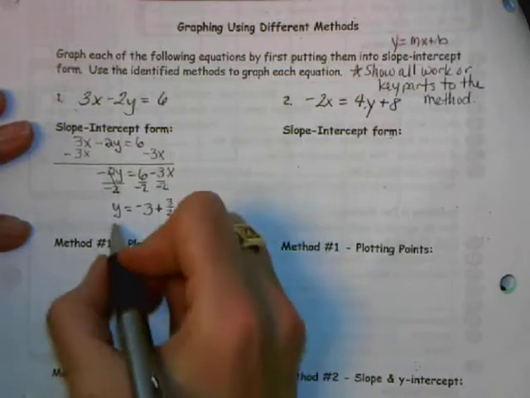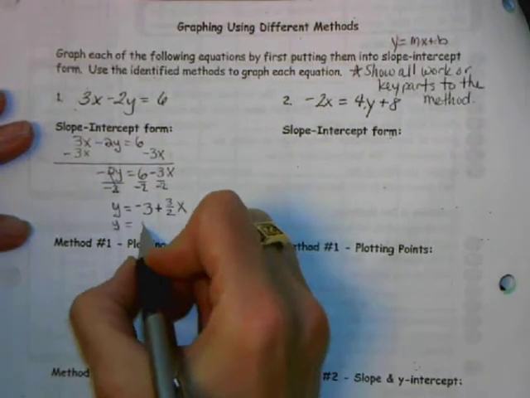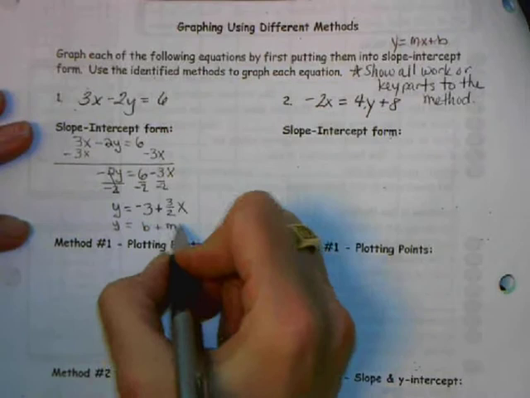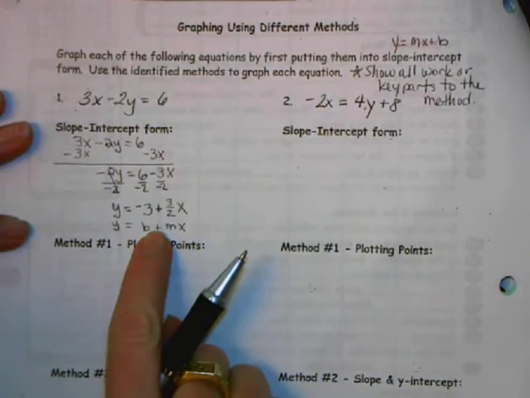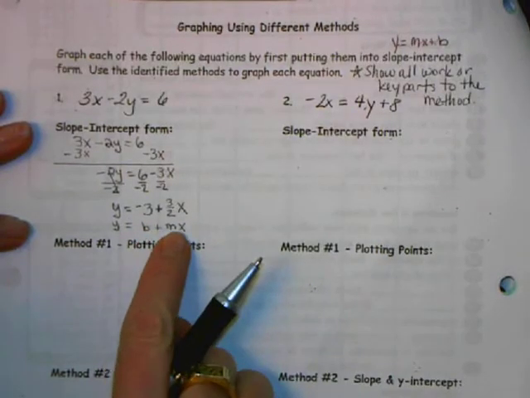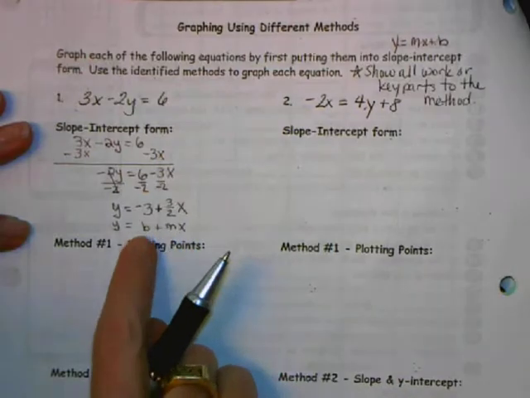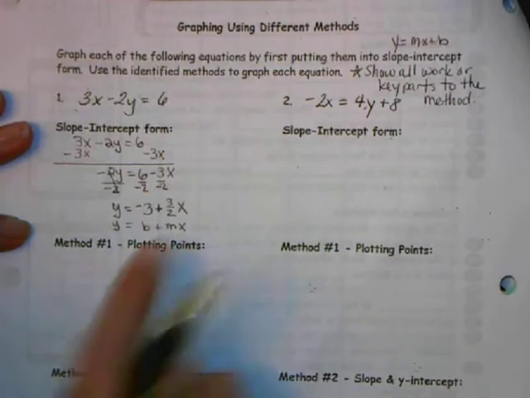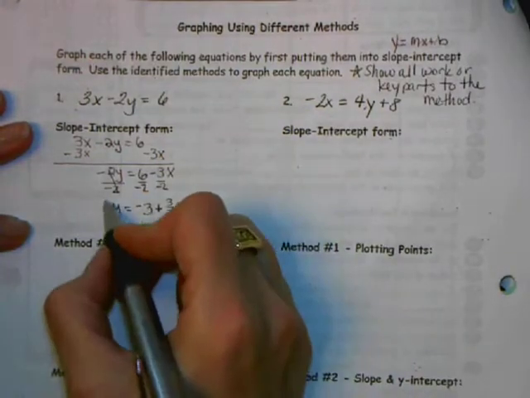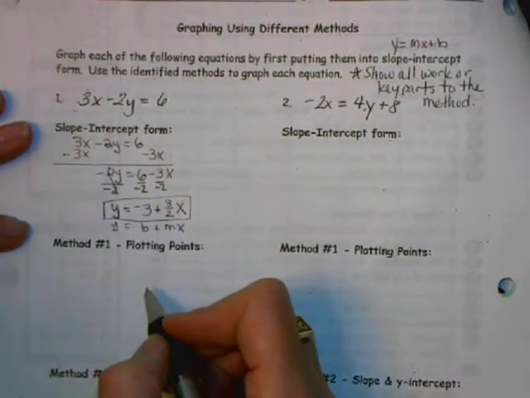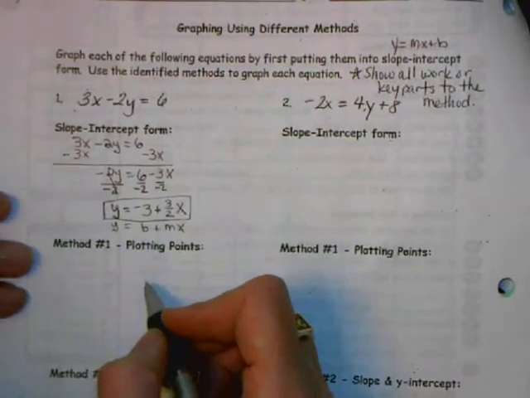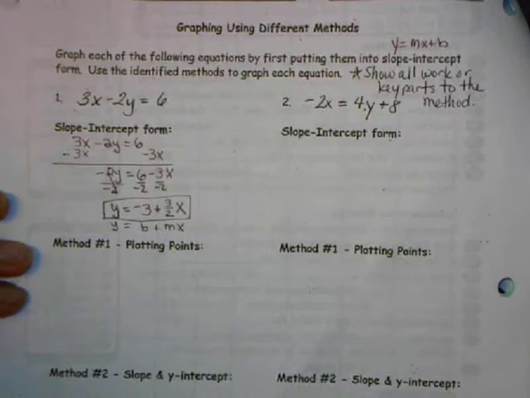The only difference is this one is in y equals b plus mx. Remember that addition is commutative. So whether I put the mx first plus b or the b first plus mx doesn't matter. So this is the first equation in slope-intercept form. So now I have 3 different ways that I can plot this.